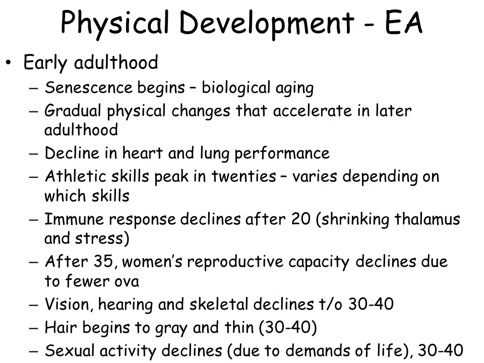After 35, women's reproductive capacity declines due to the fact that she has fewer eggs. Every single menstruation, she's getting rid of an egg. So after 35, it's much harder to get pregnant because there are fewer eggs. Vision, hearing, and skeletal declines throughout the 30s and 40s. Hair begins to get gray and get thin. And boys, I'll give you the hint right now, whether you're going to be bald or not, look at your biological mother's father. That's your answer. And I hope I didn't crush anyone's dreams.